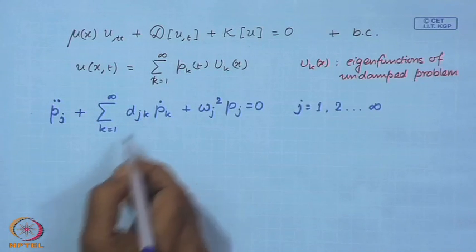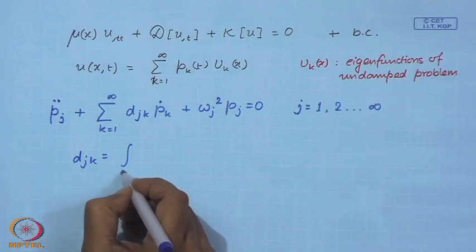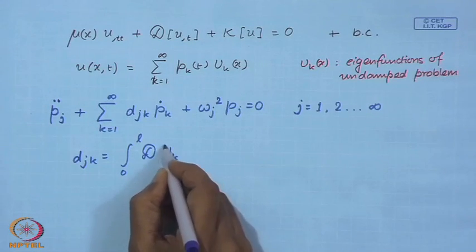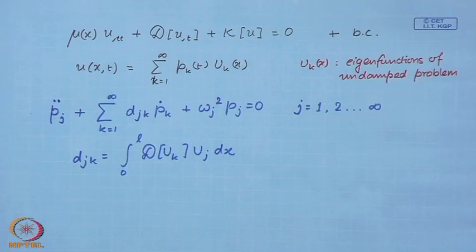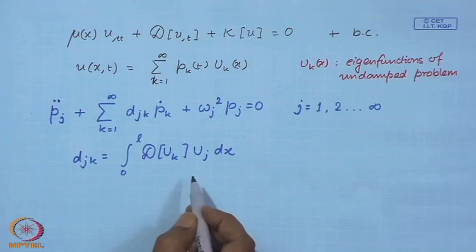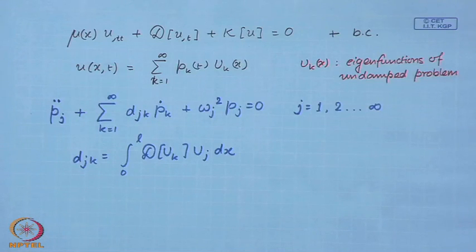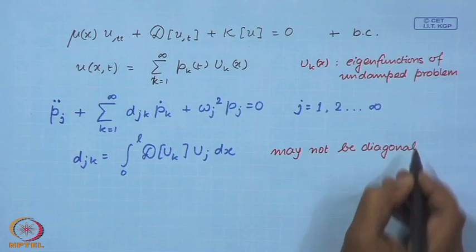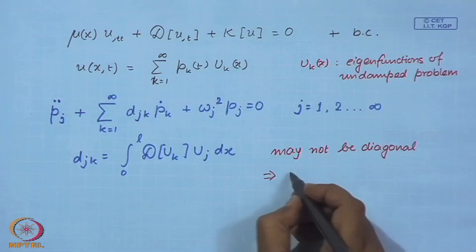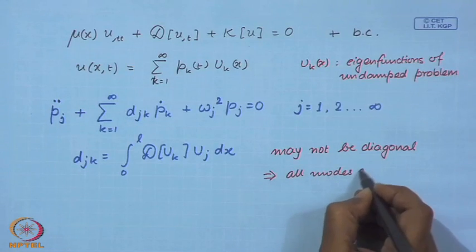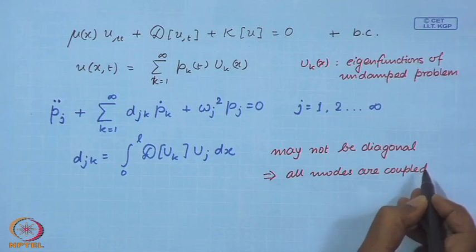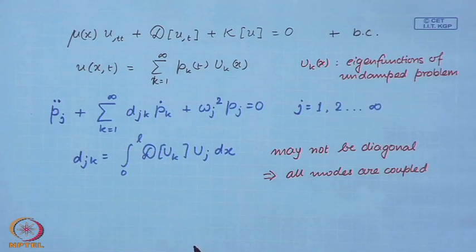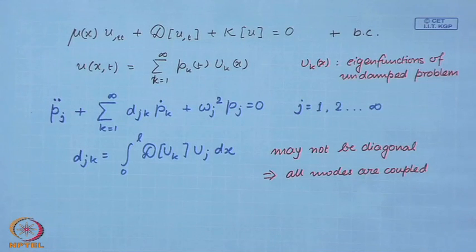Here this d j k, this matrix, is given by this integral. Now, in general there is no guarantee that d j k is diagonal. If this is not diagonal, then all the modes are coupled. So, all the modes are coupled through this damping term. Now, under very special situations, this damping matrix will be a completely diagonal matrix. So, let us look at that condition.